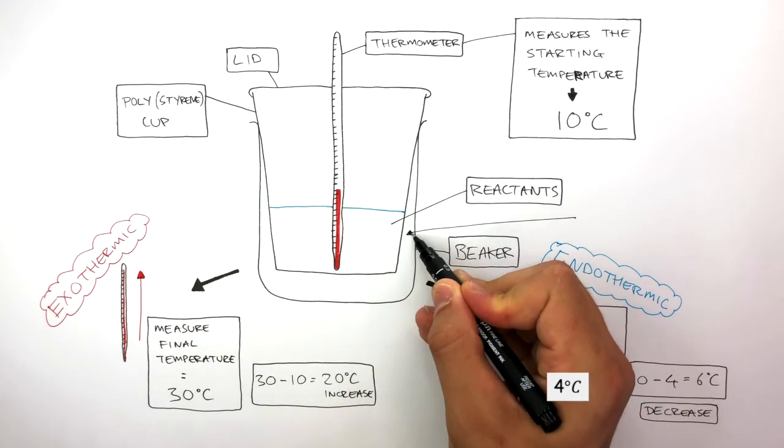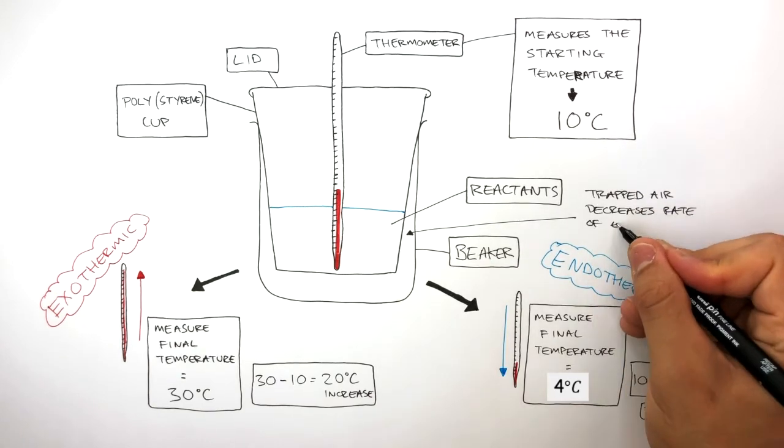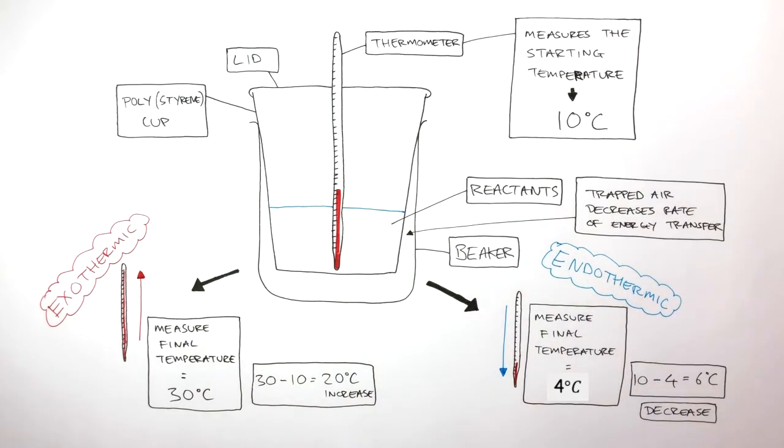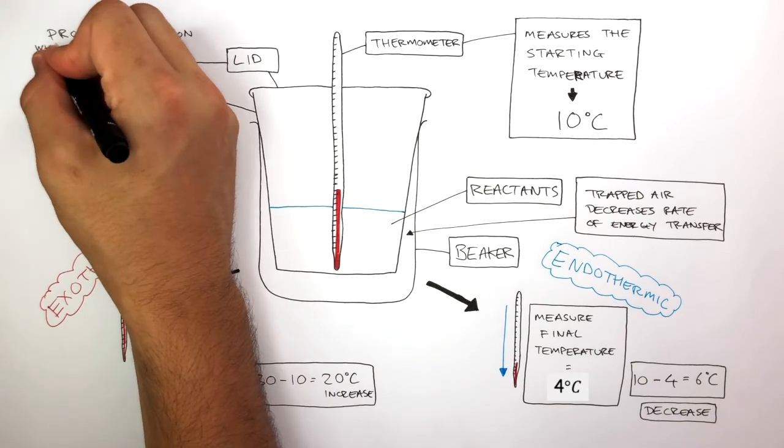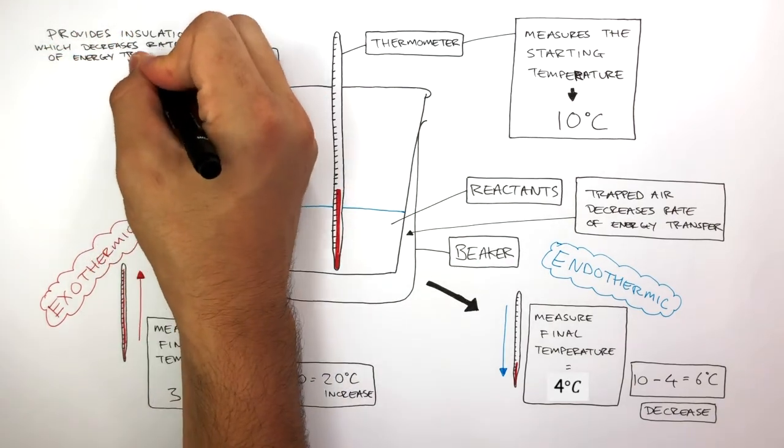So remember, this trapped air decreases the rate of energy transfer as it offers an extra layer of insulation. And the polystyrene cup and lid provides insulation which decreases the rate of energy transfer as well.